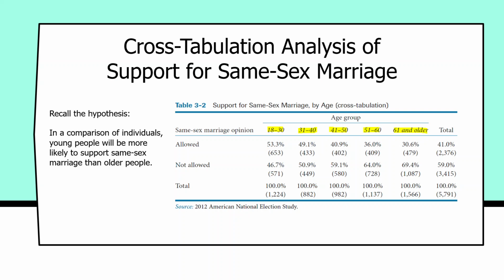So, for example, 53.3% of the youngest group say same-sex marriage should be allowed, 46.7% say not allowed, summing to 100% at the bottom. And do that for each age group. And you can eyeball these numbers. You can see as we move across values of the independent, at one value of the dependent, the percentage saying allowed declines. Focus on the percentages in the allowed row. What do you think? Is the hypothesis supported or not supported?